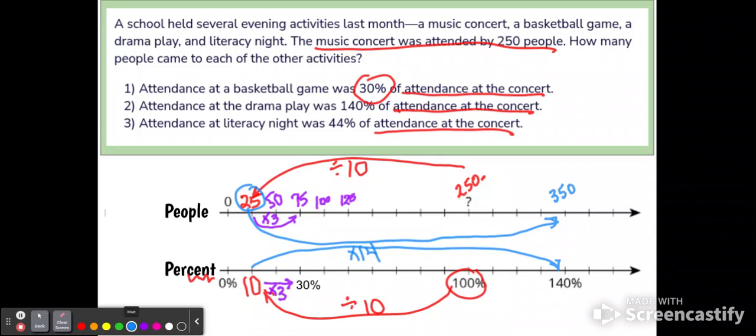Okay. So I've just answered the first two questions. 30%, I know, is 75 people. 140, we just figured out, was 350 people.